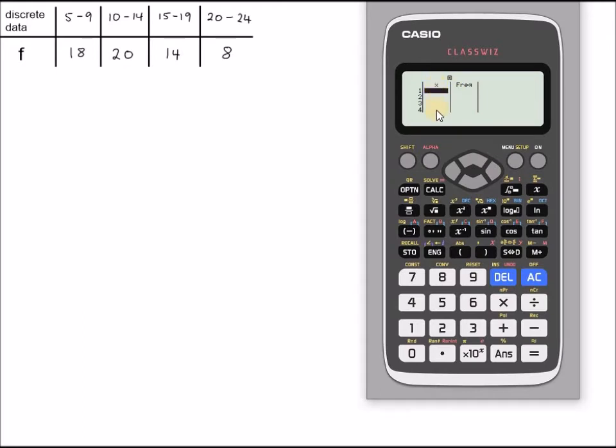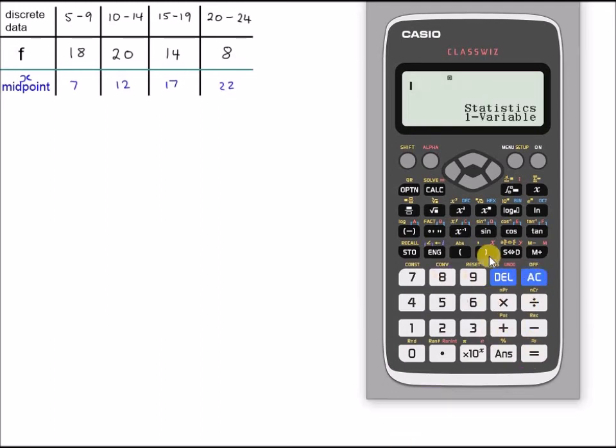So in the first column we enter midpoints. And then scroll down, scroll across. Now enter frequencies. Press the AC key, options, option 2, and this is what we're after. And we can scroll through these menus.